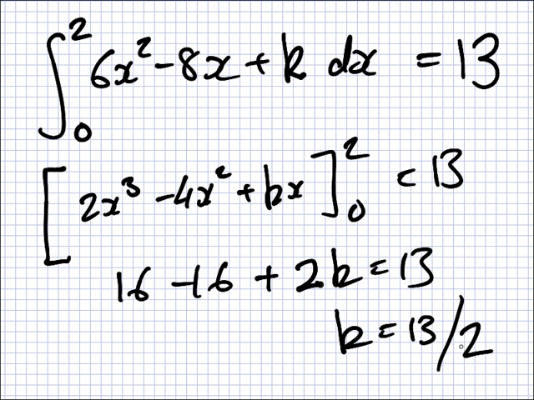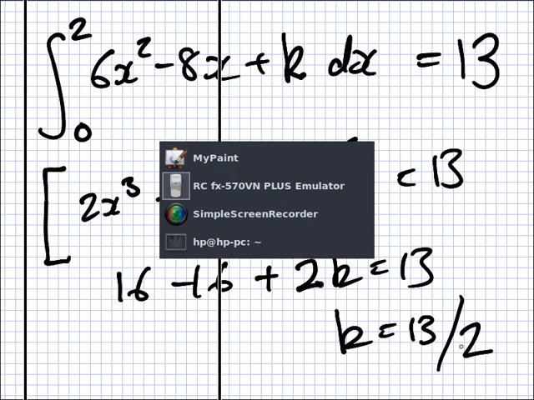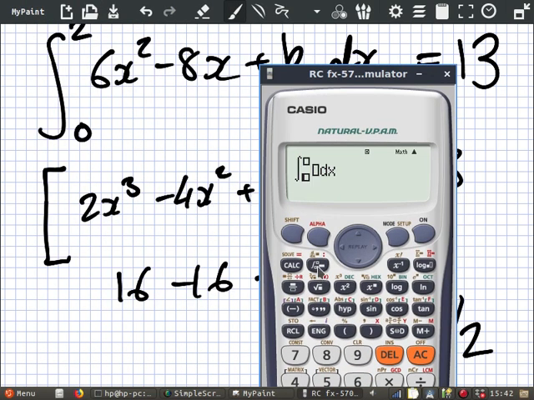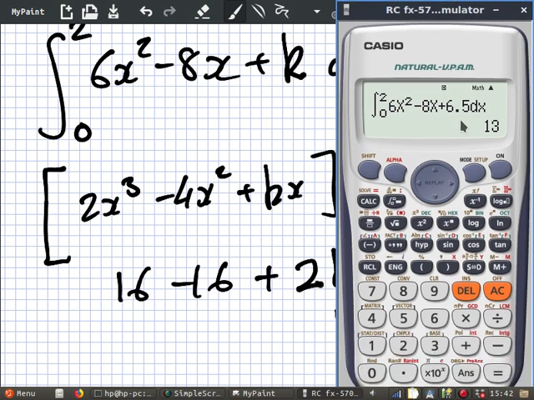How could you check the answer in the exam? Well, one way you could check it is you could type in the integration and make sure you get 13. So 0 to 2, 6 alpha x squared minus 8 alpha x, what do we say, 6.5? Yeah, 6.5. So we know the k must be correct because the integration works out to be 13.